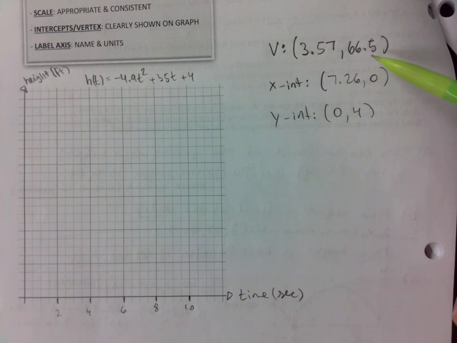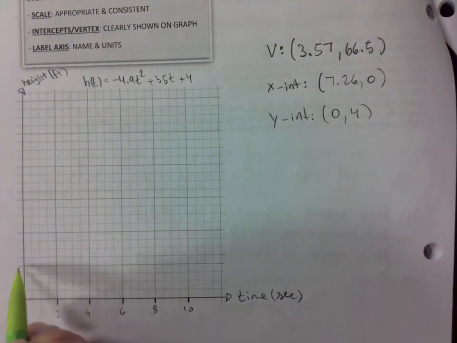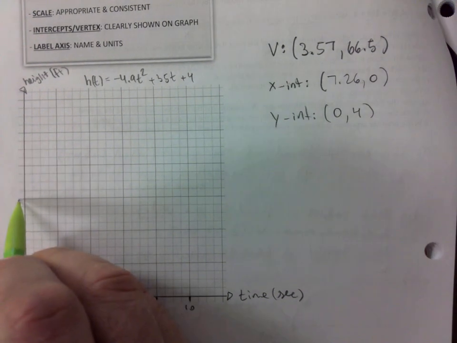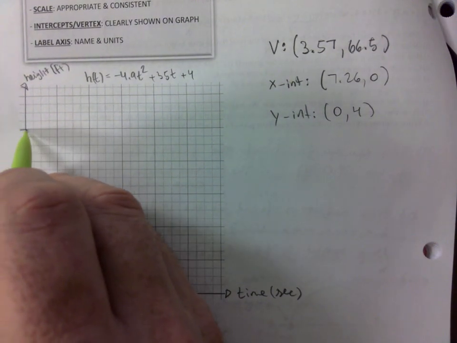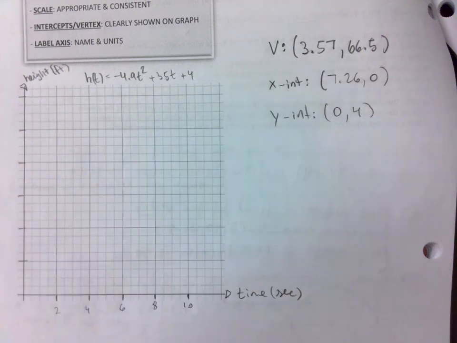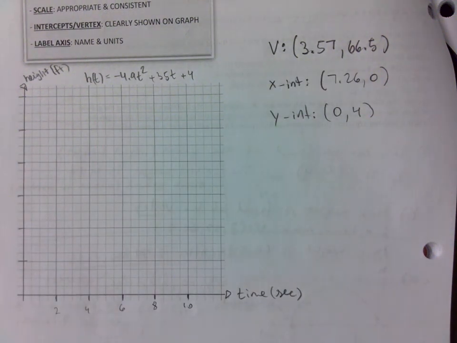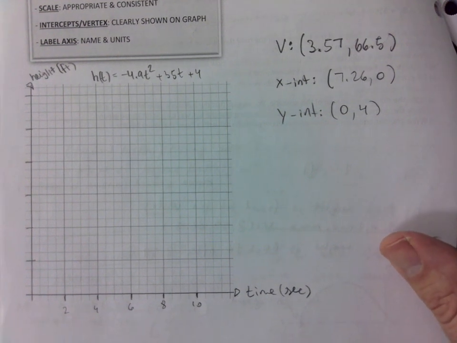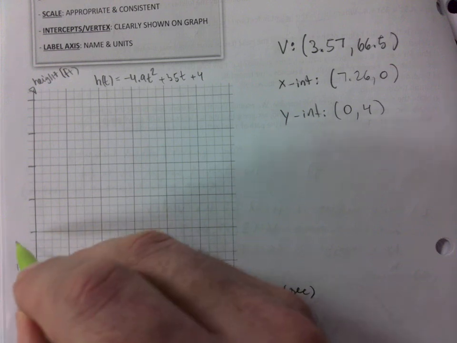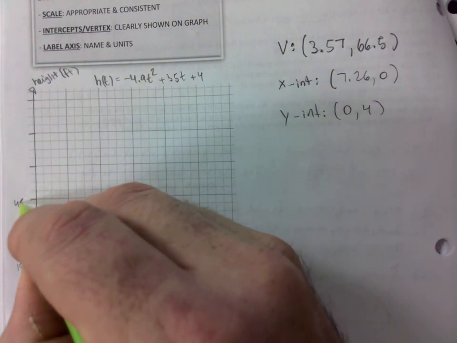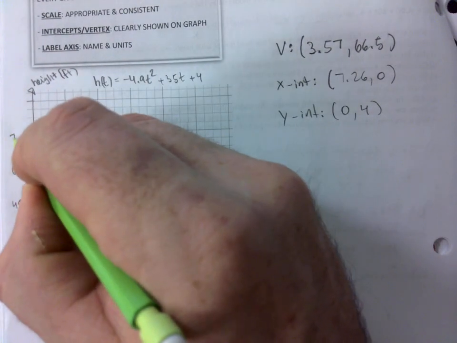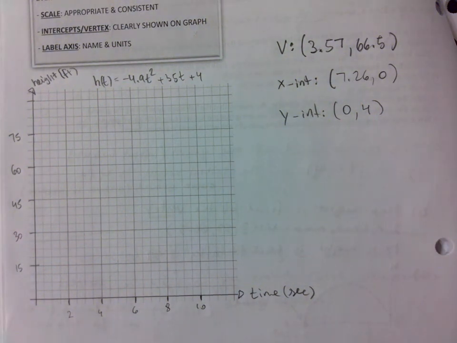My vertex is 66.5. That's the y value. So I'm going to go 10, 20, 30, 40, 50, 60. That's going to be tight if I go by 10. So what am I going to go up by? What did I do on my key here? I went up by 15s. So 15, 30, 45, 60, 75. So now I have my scale.